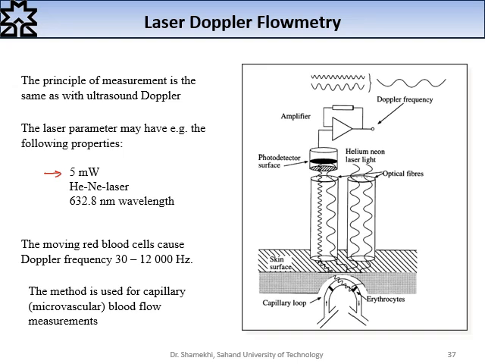A 5 milliwatt helium neon laser and a specific bandwidth or wavelength here, 632.8 nanometers. And the moving red blood cells cause Doppler frequency from 30 to 12,000 hertz. And the method is used for capillary microvascular blood flow measurements.